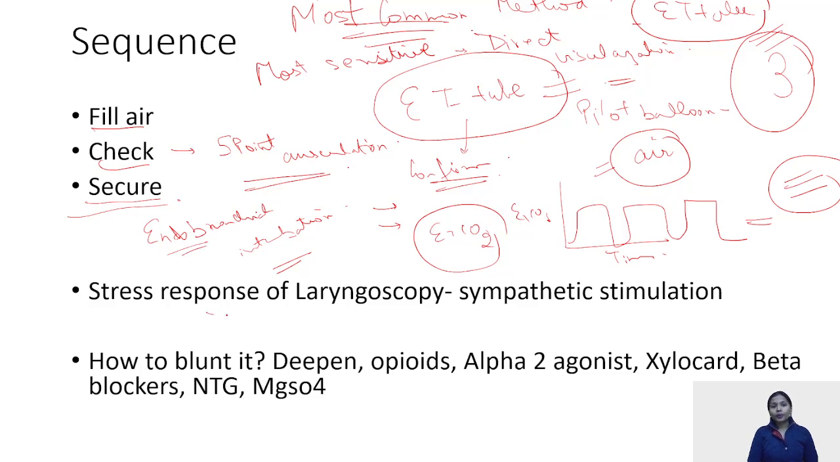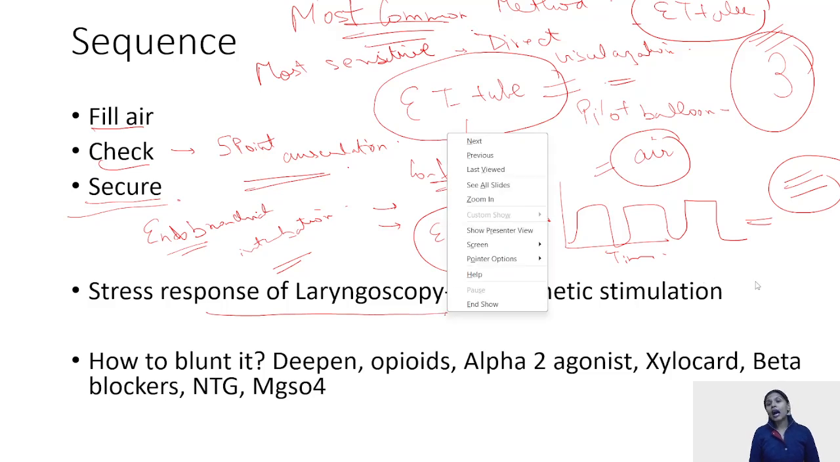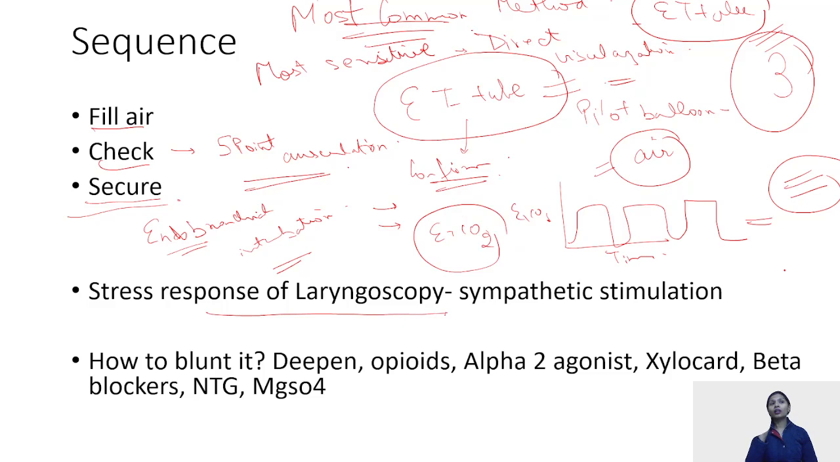Now laryngoscopy. Laryngoscopy is a highly stressful technique. It leads to a stress response in the body because when the laryngoscope comes in contact with the laryngeal and pharyngeal receptors, all these receptors get stimulated and lead to a catecholamine surge, a sympathetic stimulation in the body, which could be quite hazardous in elderly, cardiac, or other patients with comorbidities, because it can increase the blood pressure and the heart rate up to 25% of the baseline.